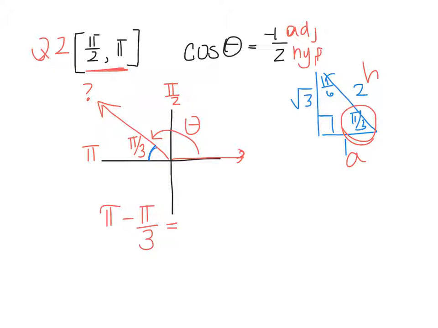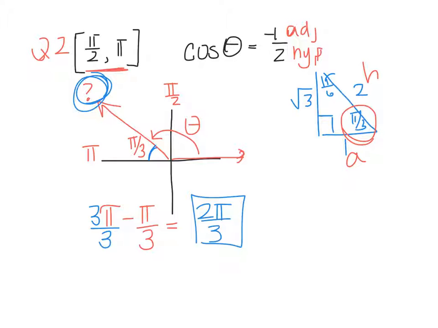Alright, we need a common denominator, so instead of pi, we're going to make it 3 pi over 3. So 3 pi over 3, take away 1 pi over 3, leaves 2 pi over 3 as the missing angle that we wanted. 2 pi over 3 is the location of this angle right here that started at 0 and rotated into the second quadrant. Let's try one more.